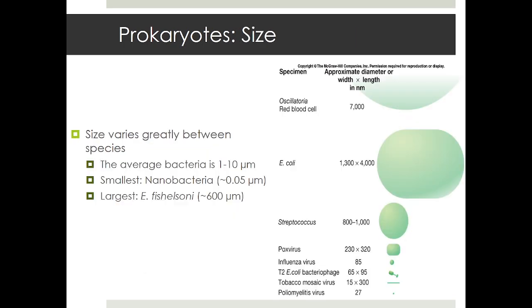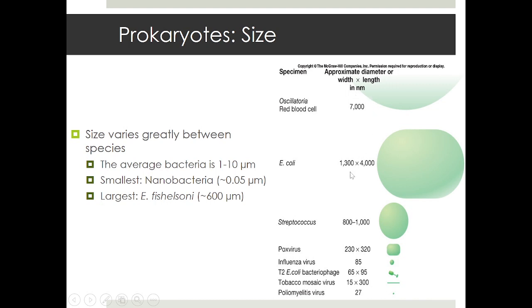In terms of size, there's a great deal of diversity. You can have some bacteria as small as 0.05 micrometers and some as large as 600 micrometers, but most bacteria are between 1 and 10, and a lot of the ones that we'll be looking at in the lab as well will fall within this range.